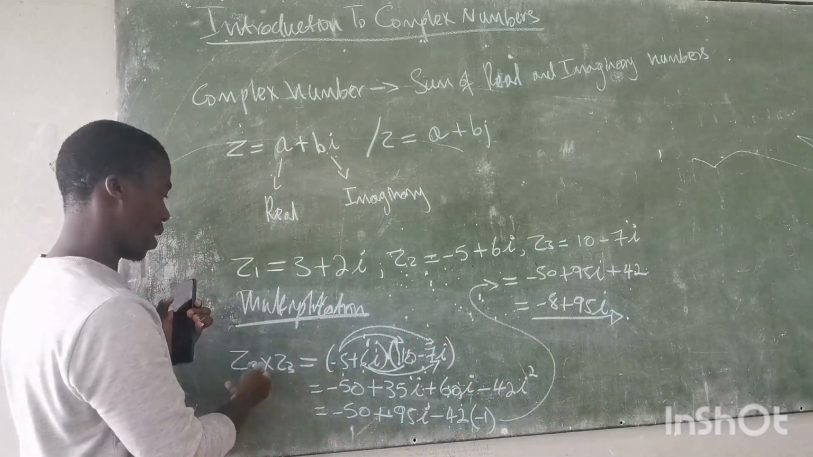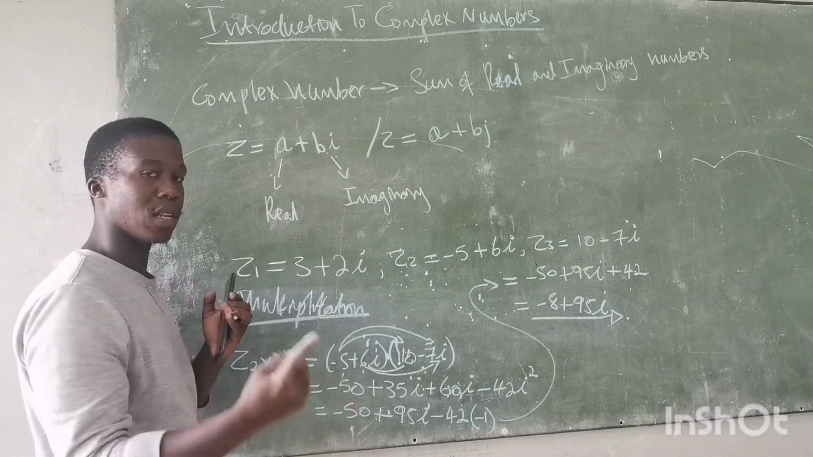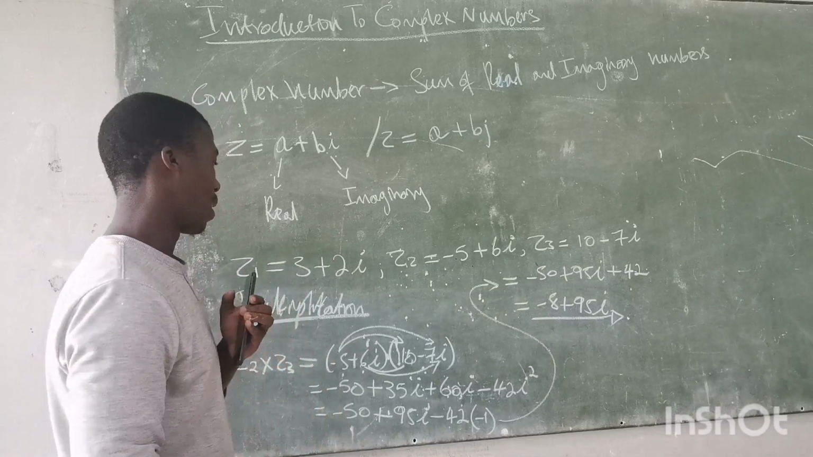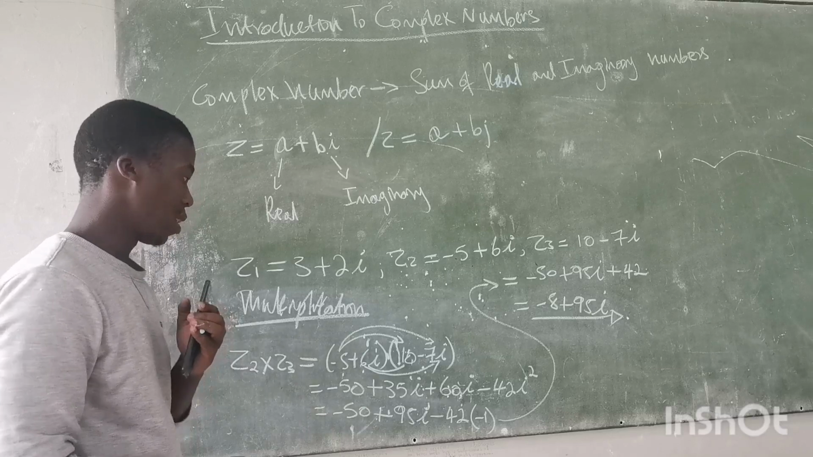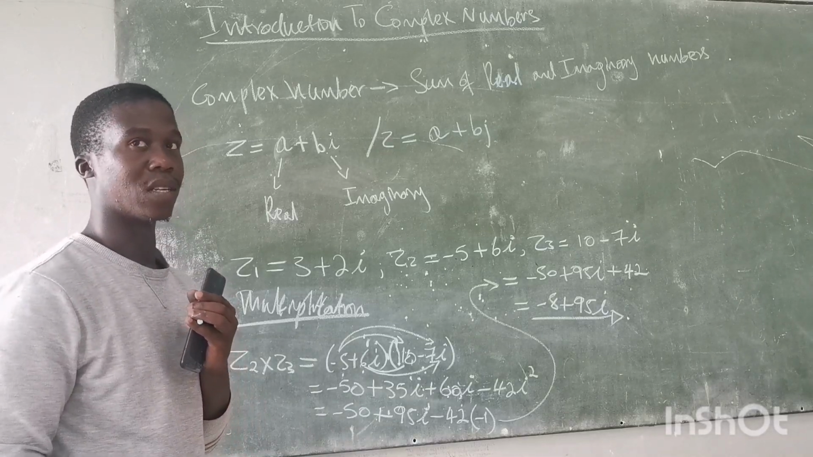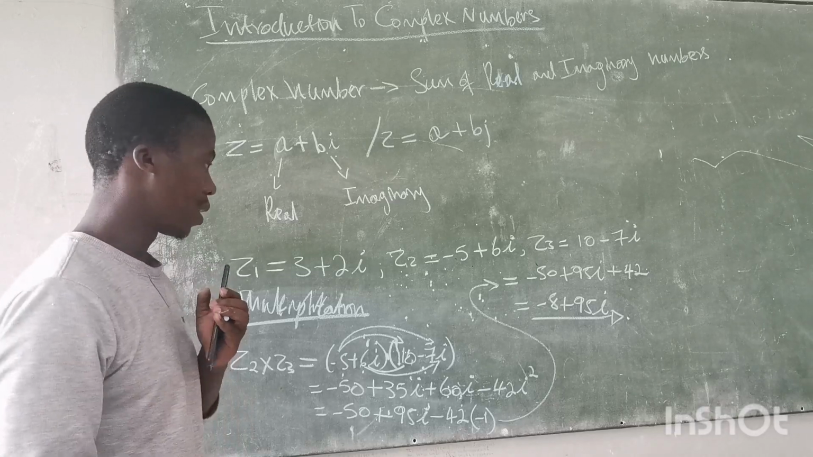So you see, if you multiply two complex numbers, you're going to end up getting one complex number. Now we're going to look at division on the following chapter.